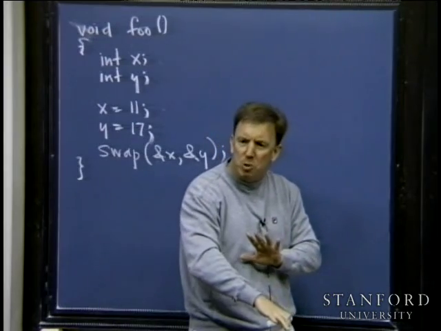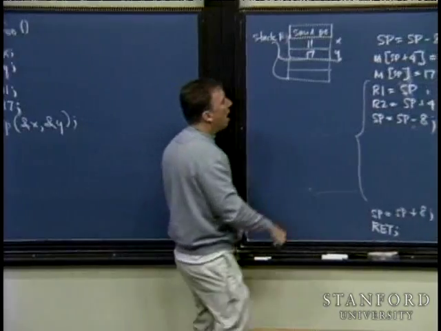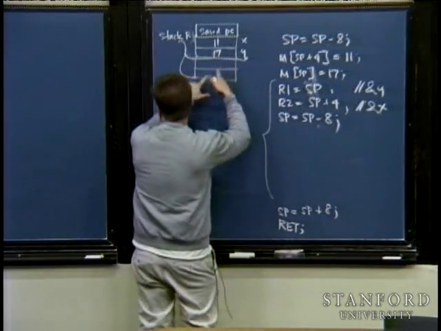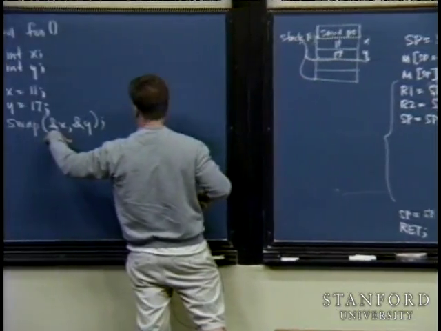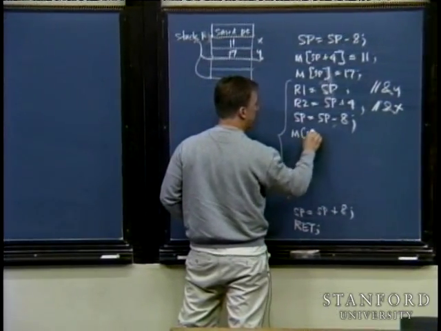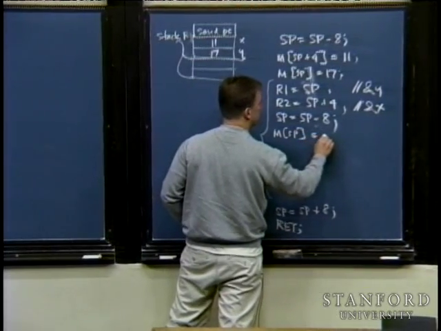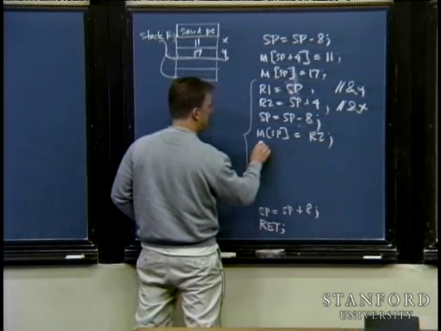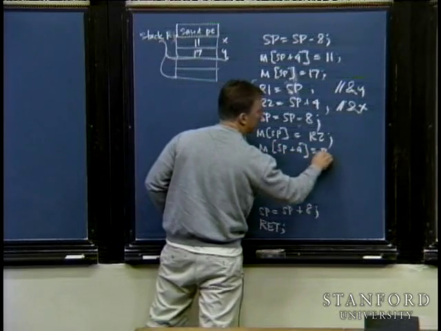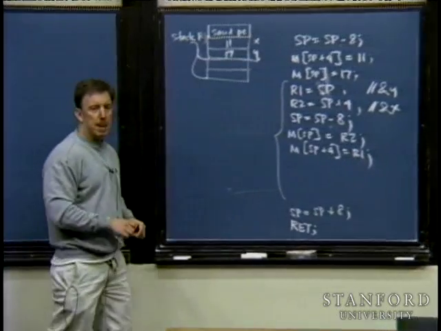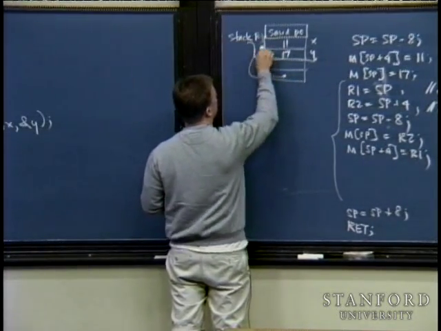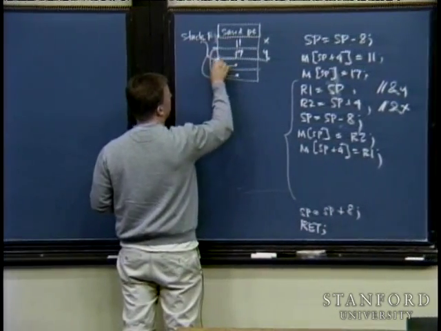I'm now building a partial activation record for the swap function. I want to lay this out as a figure right there. This first parameter, the 0th parameter, actually goes at the bottom. So I want to do this. M of SP, what's just changed, is equal to R2. M of SP plus 4 is equal to R1. Okay? That basically gets this right here to point to that, and this to point to that.